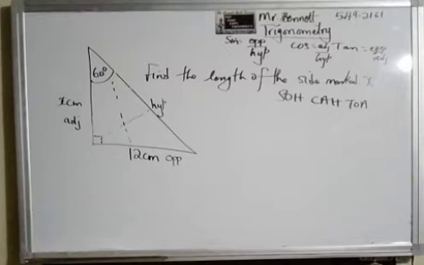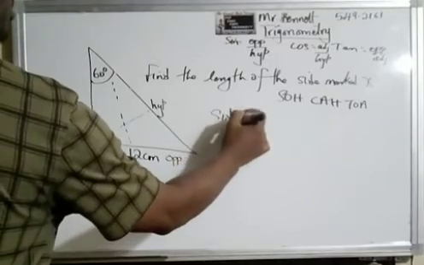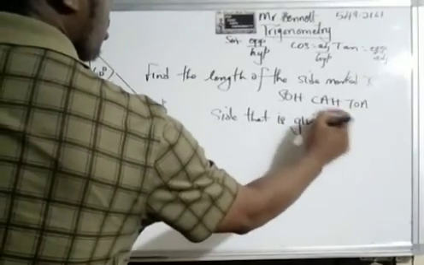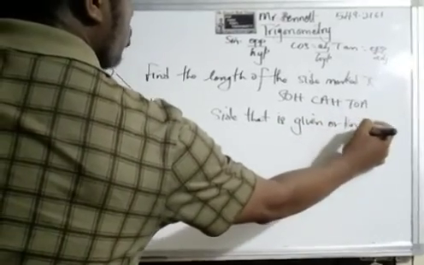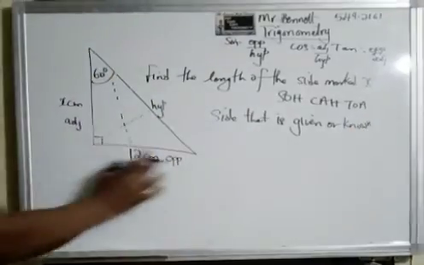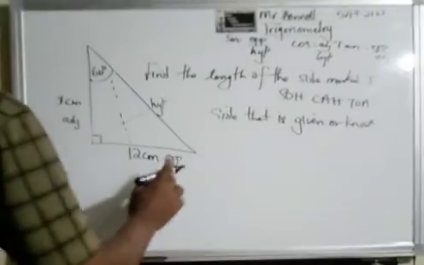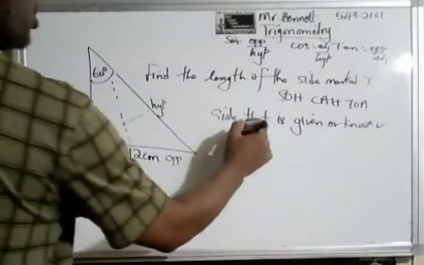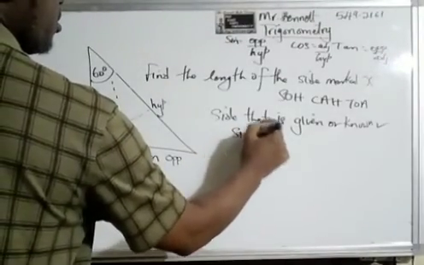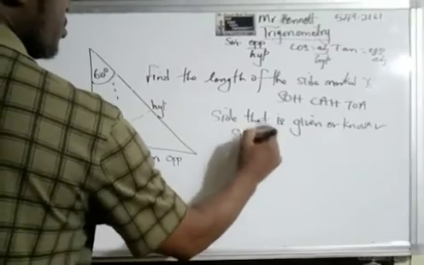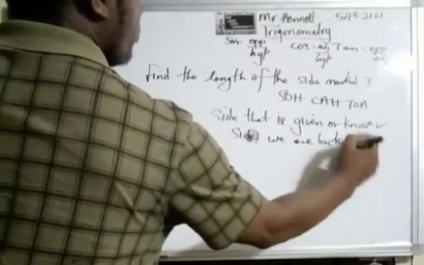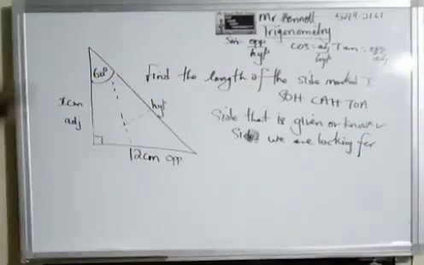Now, first thing, two things we need. One, the side that is given or known. What do we mean by that? Once you're given the length and you know the measurement. So we include that. And the next thing, we include the side we are looking for. Now the side that we are looking for would be this, right?